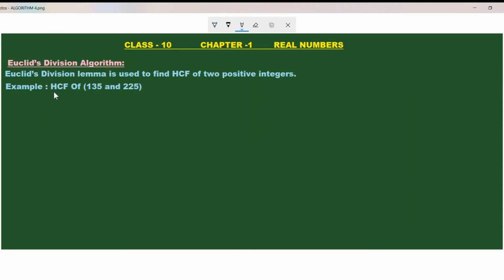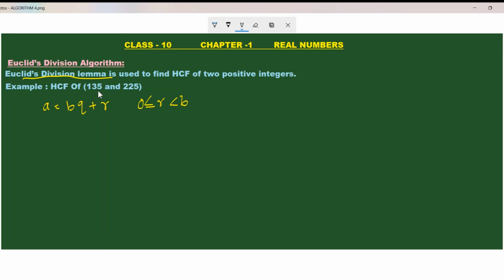Here we are going to find the HCF of 135 and 225 by using Euclid's division lemma. We know the division lemma is a equals b times q plus r, where r is greater than or equal to 0 and less than b. Got it?